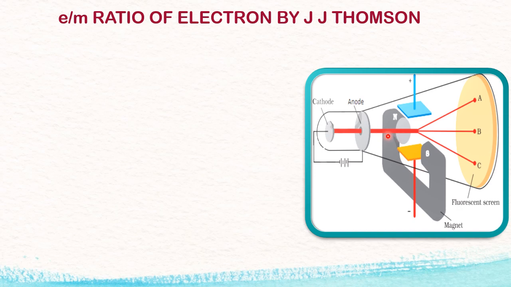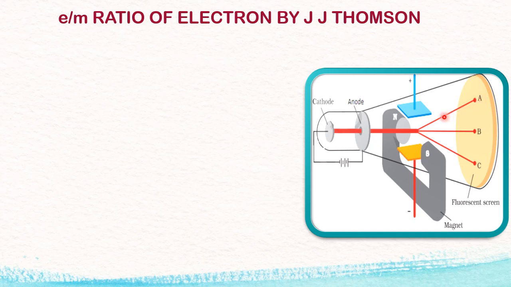Friends, when there is no electric field and no magnetic field, cathode rays travel in a straight line and hit this spot, that is spot B. But when he applies an electric field, because cathode rays are made of negatively charged electrons, naturally they are attracted towards the positive plate, so he could notice the hit on the screen at point A.